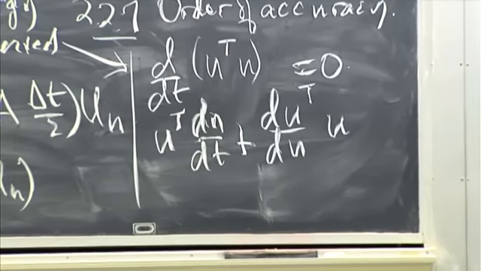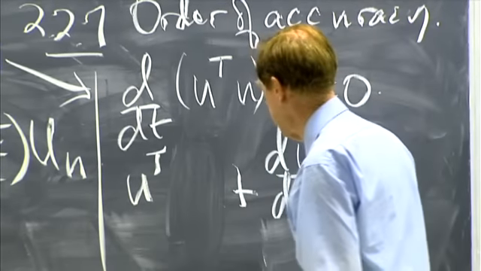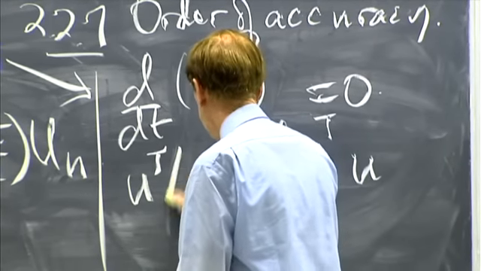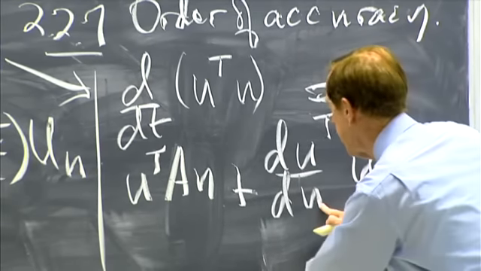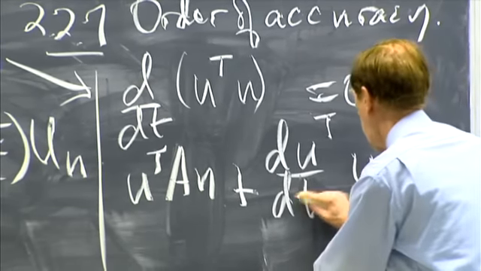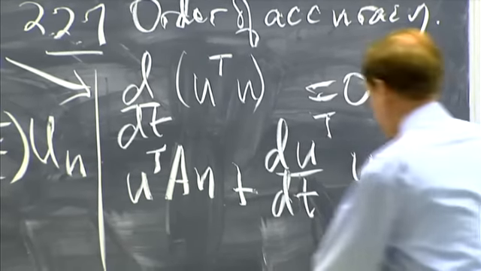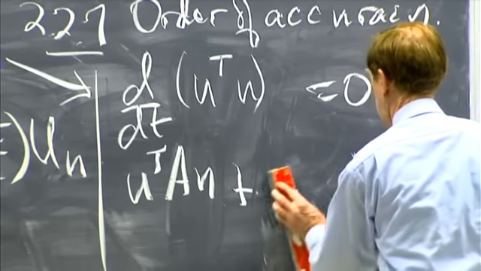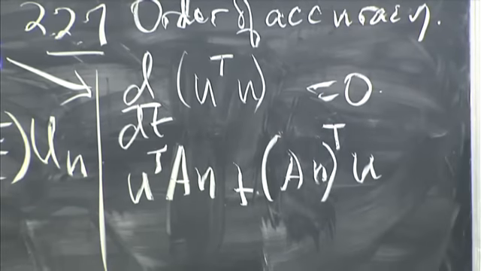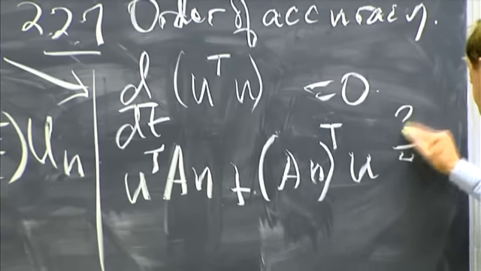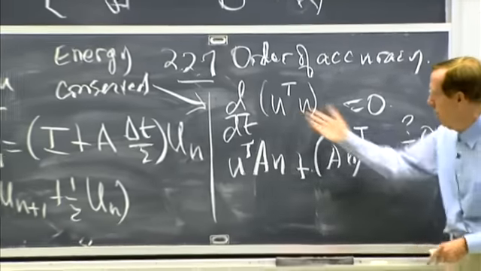Now, what do I know here? I know that du/dt is Au, so this is u transpose Au. And du/dt is Au again, so the other term is (Au) transpose u. Look, this isn't difficult. And the question is, when is this zero? Those were the two terms from the product rule.